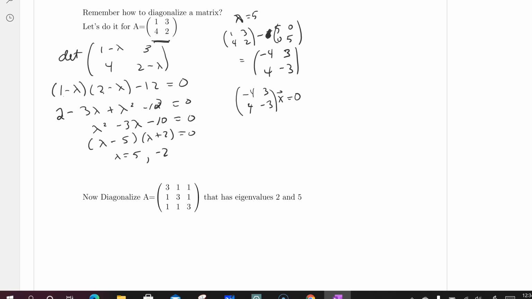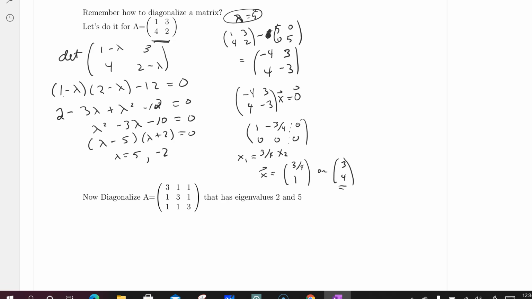I'm solving this to find the non-trivial solutions, right? If I put this in my calculator, I guess it wouldn't be that hard to do it by hand as well. I get this for the augmented matrix. That means x1 is 3/4 x2, so my vector is 3/4 and 1, x2 being itself. I'm going to multiply both by 4. So this is the vector that goes with the eigenvalue of 5. Let's start putting together my P and my D. So here's my 5, 0, and here's my 3, 4.